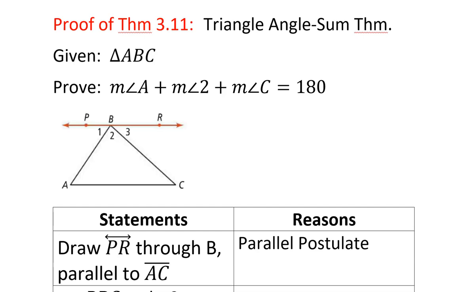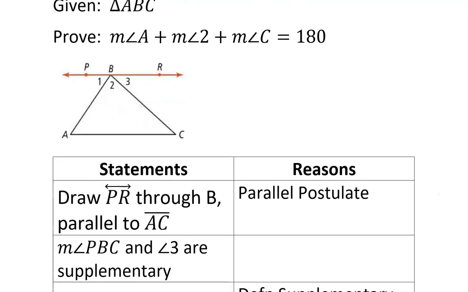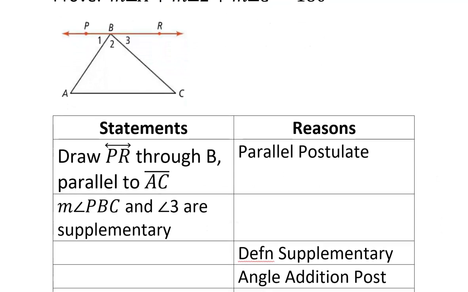Triangle angle sum theorem is the theorem we're proving, so we cannot use it for a reason. We're given triangle ABC. We want to prove that the measure of angle A plus the measure of angle B plus the measure of angle C equals 180 degrees. Again, without using theorem 3.11, only the stuff that we've used before. The red line drawn in the picture is the auxiliary line they're talking about. We need it to help us carry through this proof.